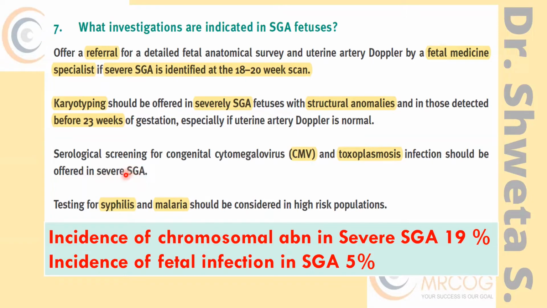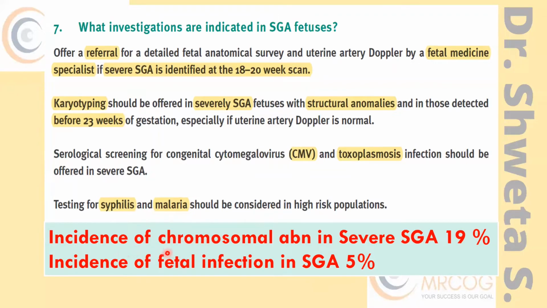Mind the word severe. This is all related to severe SGA, that means less than third centile. But mind the word severe. They have to give you the word severe, otherwise don't confuse it with simple SGA. It should be severe. Syphilis and malaria will be checked in areas where it is high risk, like endemic areas for malaria and syphilis, in developing countries it will be more. So where the risk of syphilis and malaria is more, there you will check for syphilis and malaria.